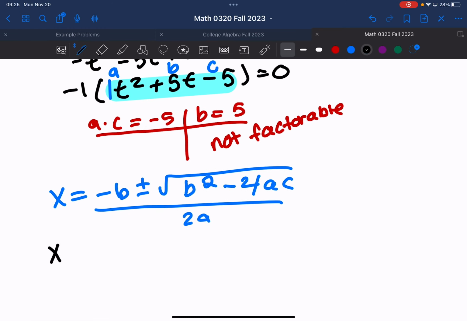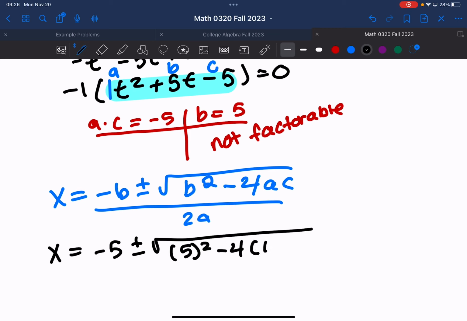So I have x is equal to negative b. B is a positive 5, so I'm going to write negative 5 plus or minus the square root of b squared. So 5 squared, okay, minus 4 times a, which is 1, times c, which is negative 5, all over 2 times a, which is 2 times 1. So I'm plugging in my A, B, and C values from my quadratic equation into the quadratic formula, and now I'm going to simplify.